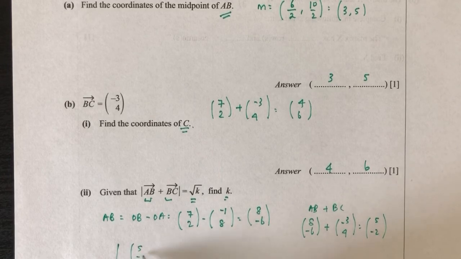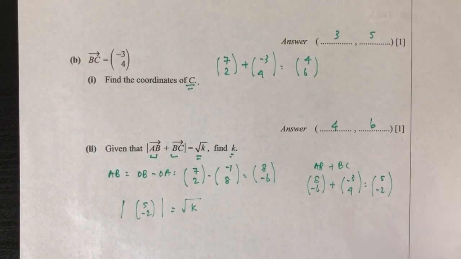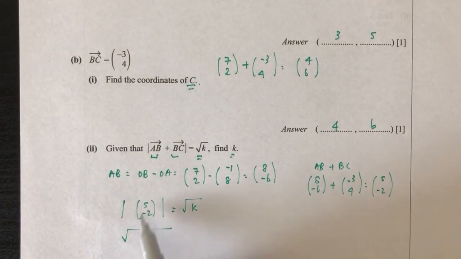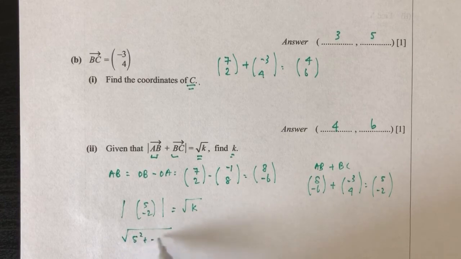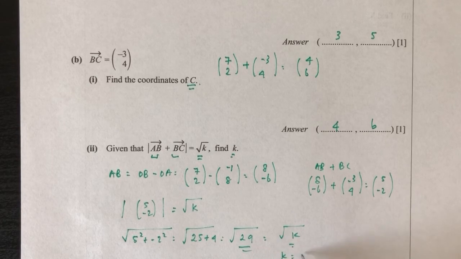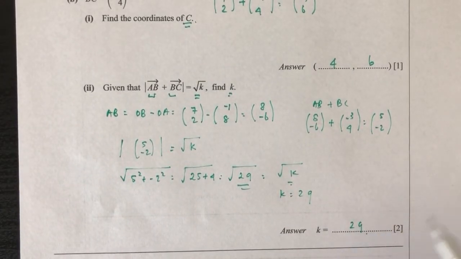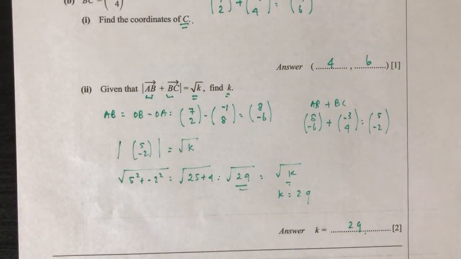So the modulus of this vector will be the square root of K. Find the value of K. So that will be the square root of 5 squared plus (-2) squared. That will be 25 plus 4, square root of 29, equal to square root of K. So K will be equal to 29. So that was question number 24.